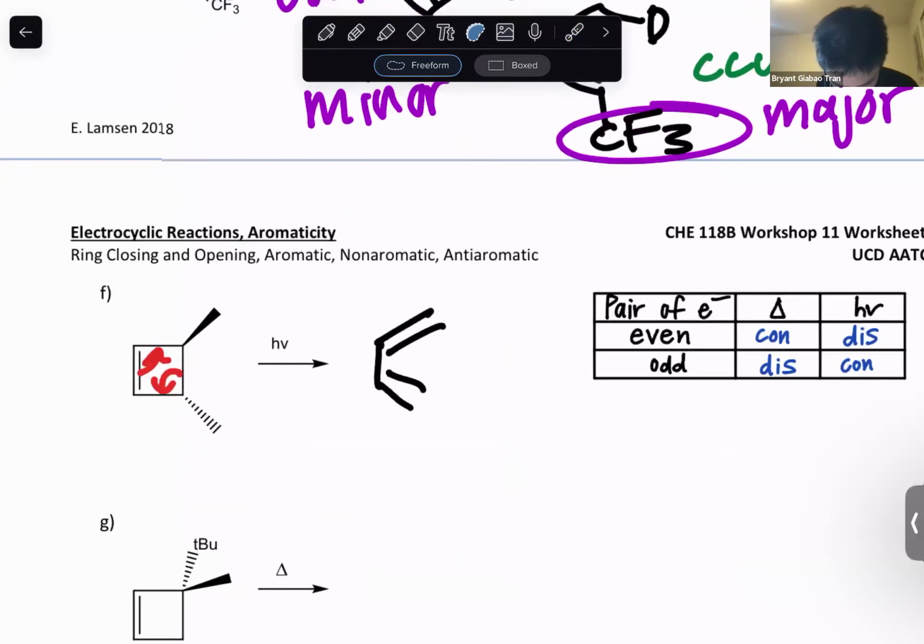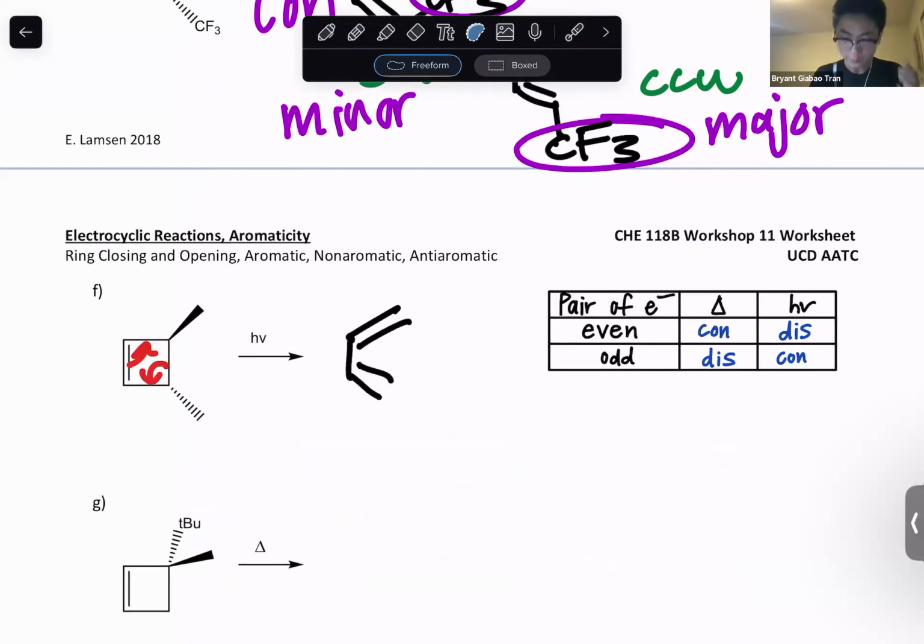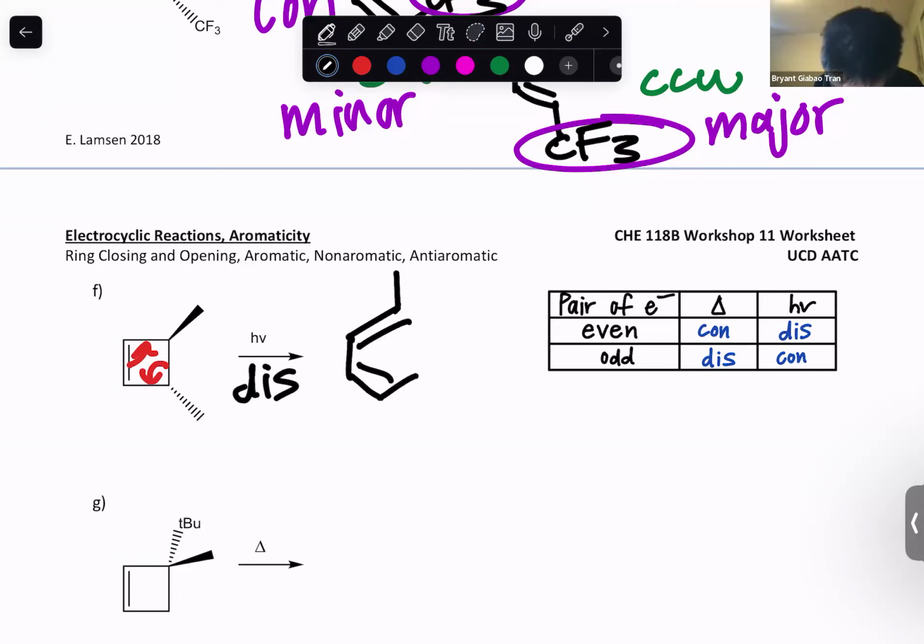So we see that the two methyl groups are, either both clockwise or both counterclockwise, like either both out or both in. Disrotatory, where they are facing away from each other. So it could be like this or like that.